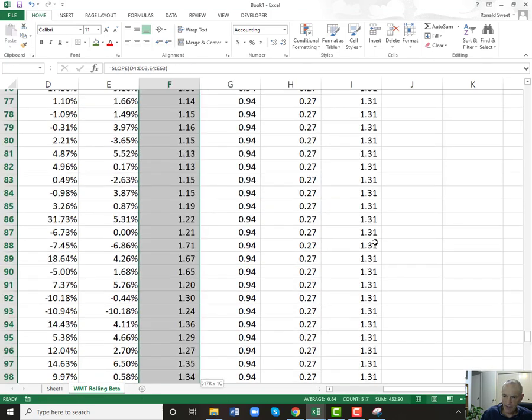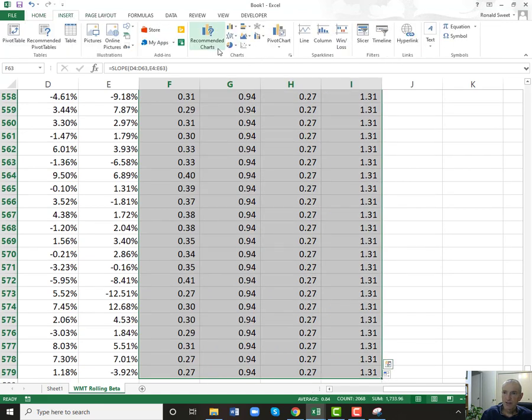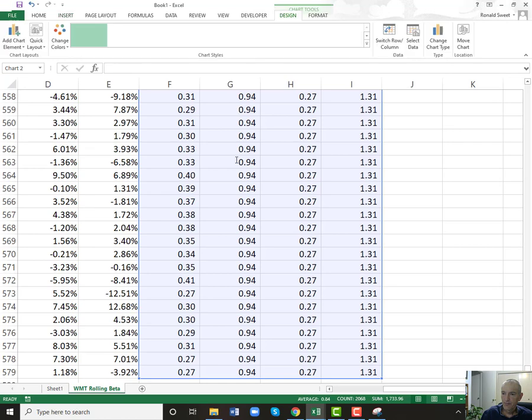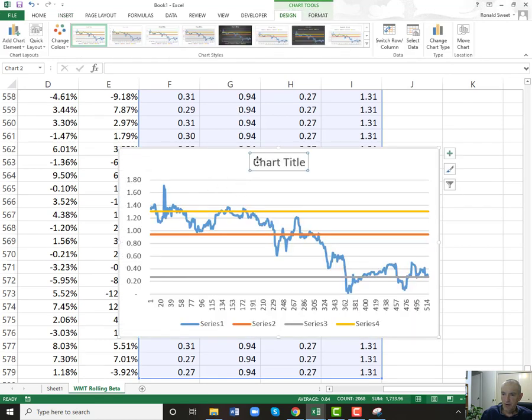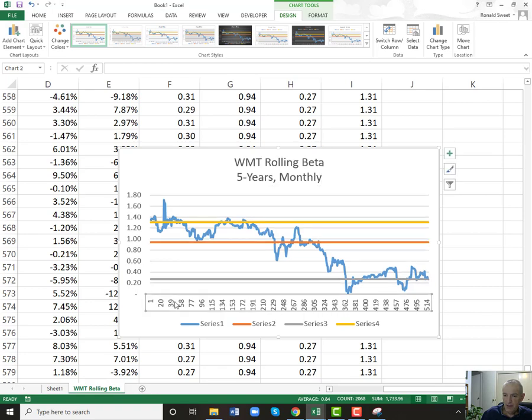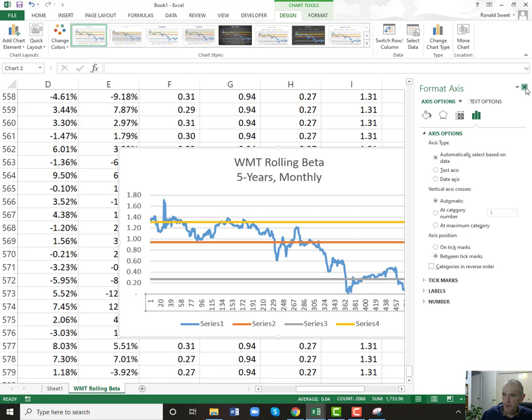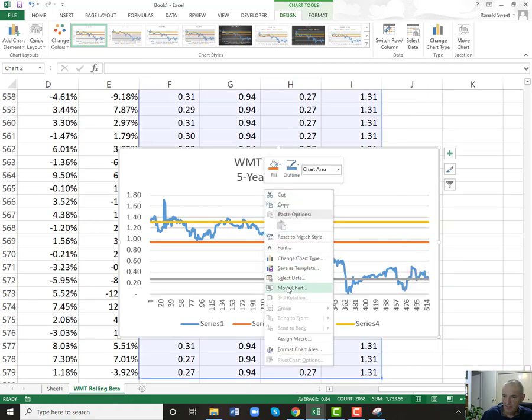Then you just want to graph that, so Control Shift and highlight that whole section, insert a graph, and we want to give it a title, Walmart rolling beta. We're doing 5 years monthly, and you want to do select data.